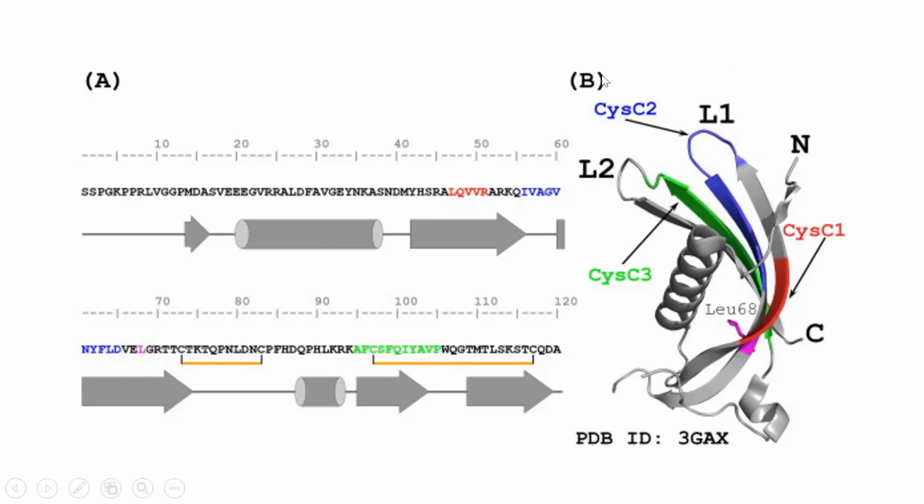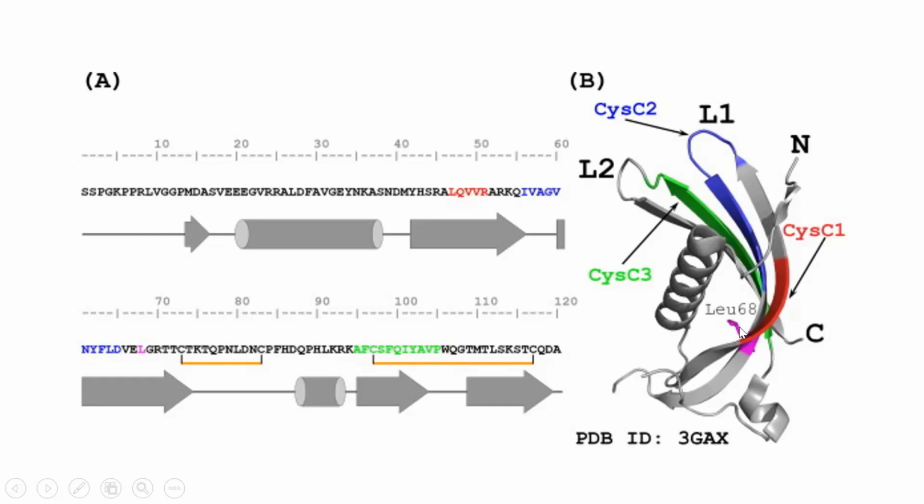In B, we just take the primary structure and see how it folds into a secondary structure. Again, you can see the protein has a longer alpha helix and a shorter alpha helix, as well as the 5 beta sheets that are all represented here. Again, this is the monomer form of the protein. Leucine at position 68 is once again highlighted in pink.